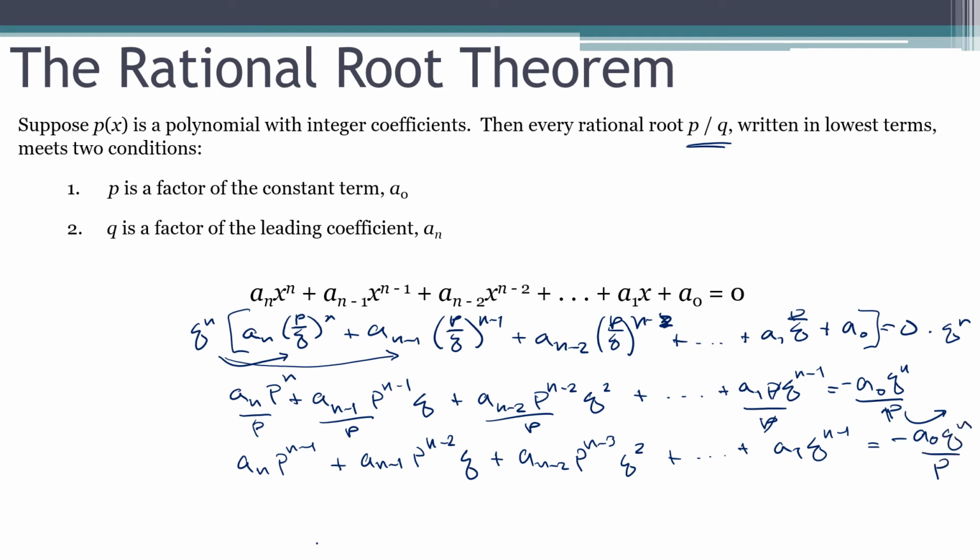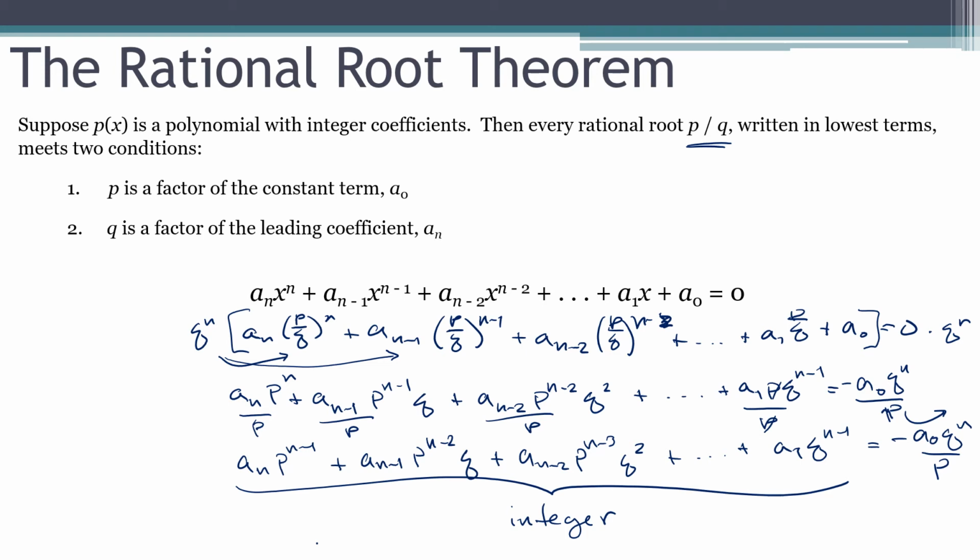Now, that did it. Believe it or not, that did it. That was the key step. Look at the left-hand side. All of these a numbers are integers. All these p to a power values are integers. Q to a power is also an integer. The left-hand side of this thing, it's big, it's got a lot going on, but the bottom line, this thing simplifies to an integer.